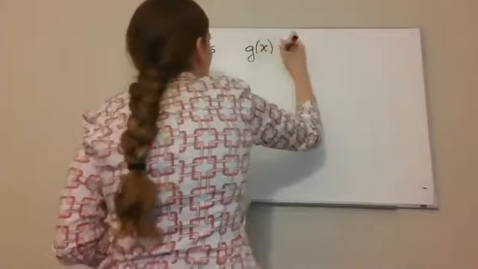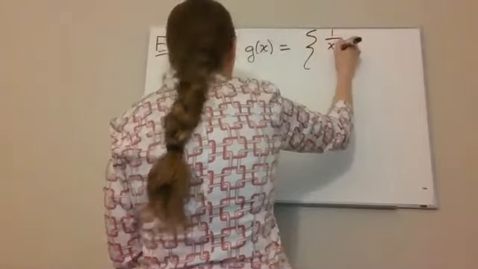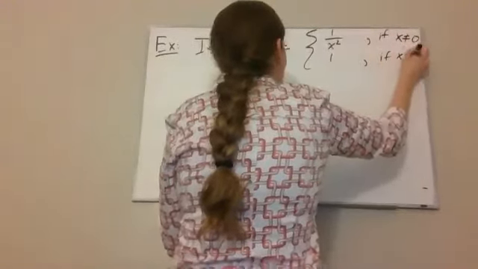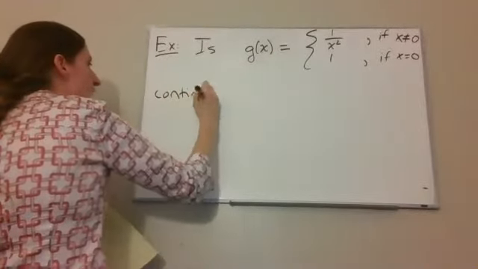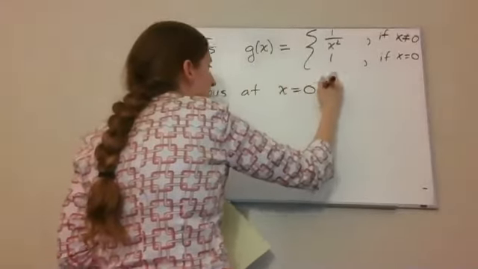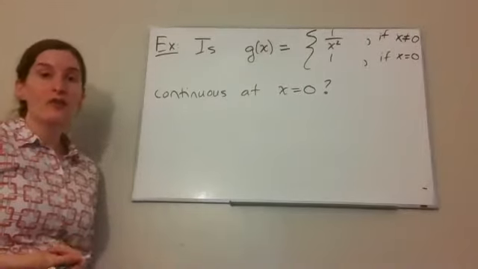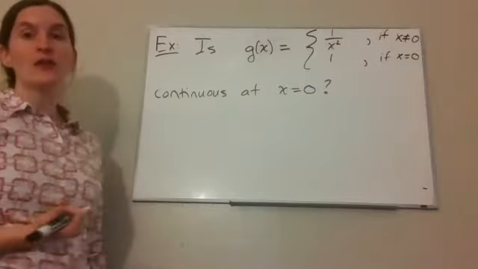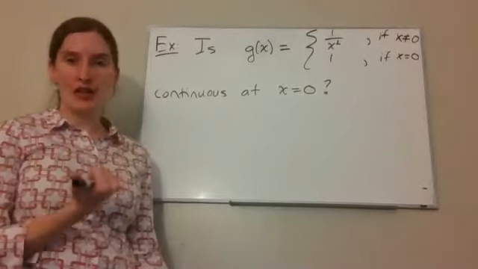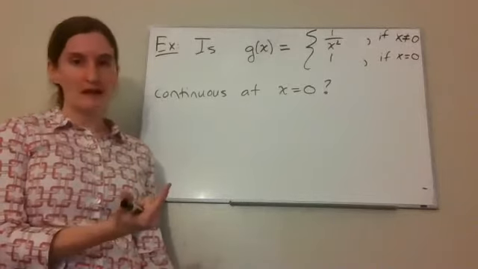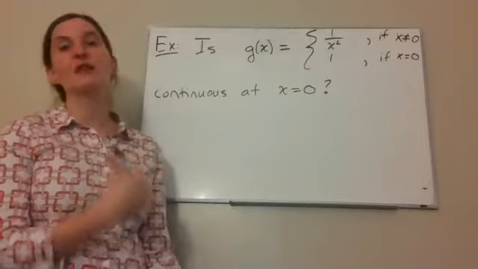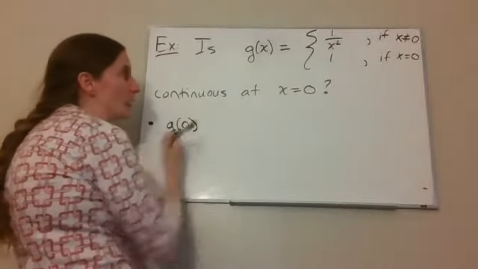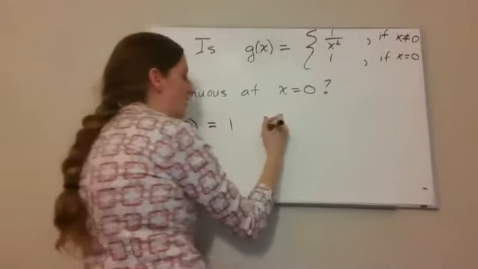Is the function g of x equals 1 over x squared if x is not 0, or 1 if x equals 0, continuous at 0? Well, in order for the function to be continuous at 0, we would need the limit as x approaches 0 to equal g of 0. In order for that to be true, 3 things have to be true. Your function has to be defined at 0, the limit has to exist at 0, and that limit has to equal the function value. So first, let's check, is g of 0 defined? And it is. If I look at the definition of my function, I see g of 0 equals 1. So it is defined.